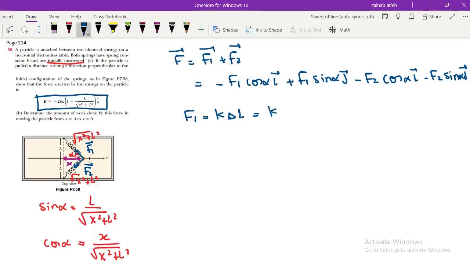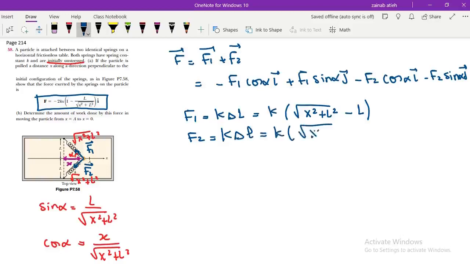Delta L is how much the spring's length changed. It is not x; it is how much the new length is, which is radical x squared plus L squared, minus how long it was before, L. So this is delta L, the elongation of the spring. F2 is the same K, because it tells me both springs have the same K, it's K delta L. Same idea, it will give me K radical x squared plus L squared minus L. So you can see that F1 is equal to F2.